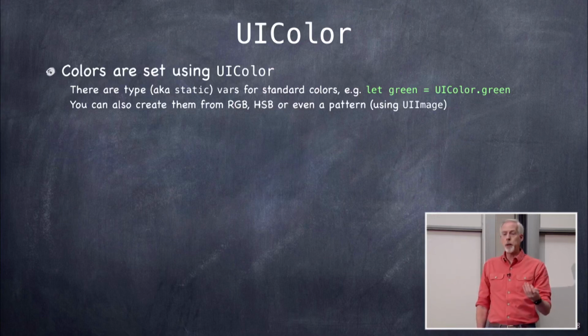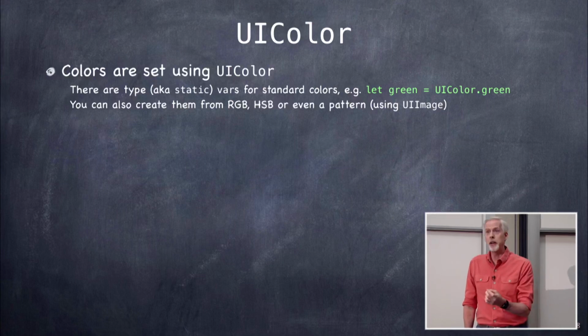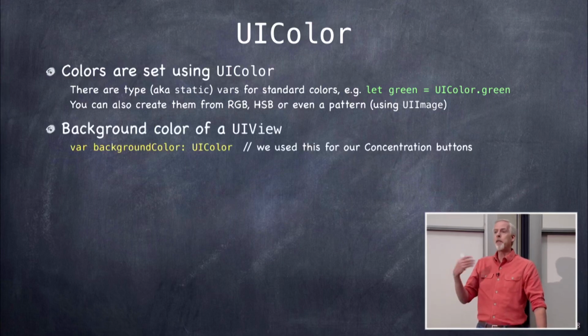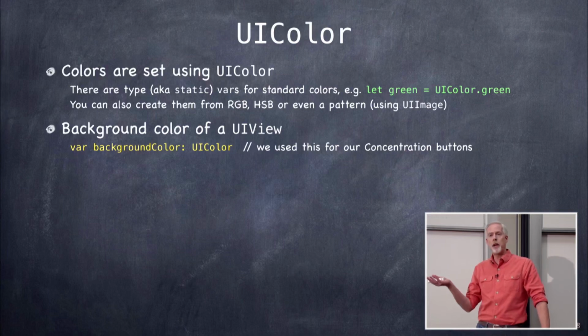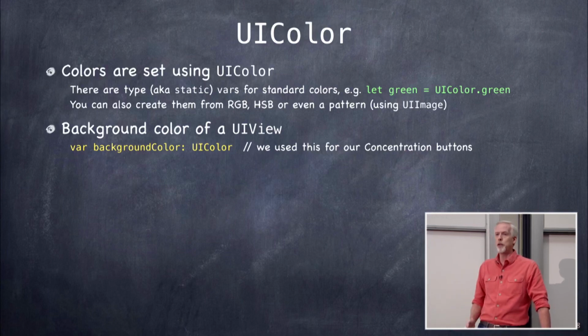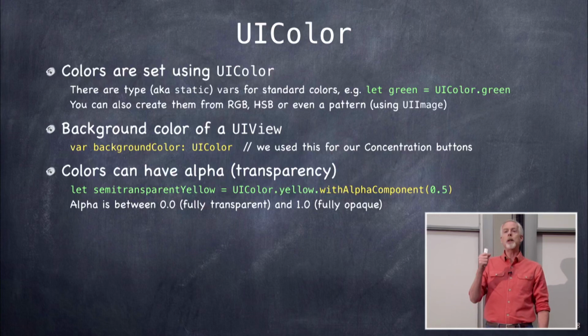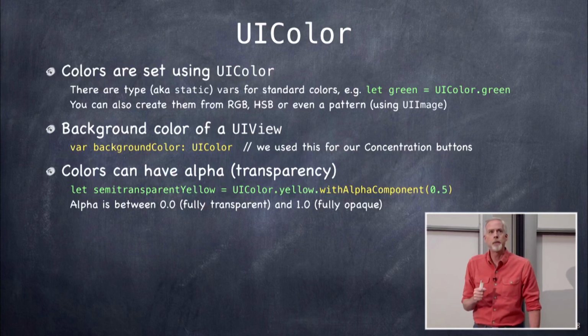You can also create them with initializers that take RGB values, or HSB, which is hue, saturation, and brightness, or even a pattern. You can create a color that's actually a pattern, some image that's repeated, which is kind of cool. And we also know that views have a background color, right? We set the background color of our base view in Concentration to be black. We set the background color of our buttons to be orange, so there's a var for that, of course, in view. Colors also, importantly, can be transparent.